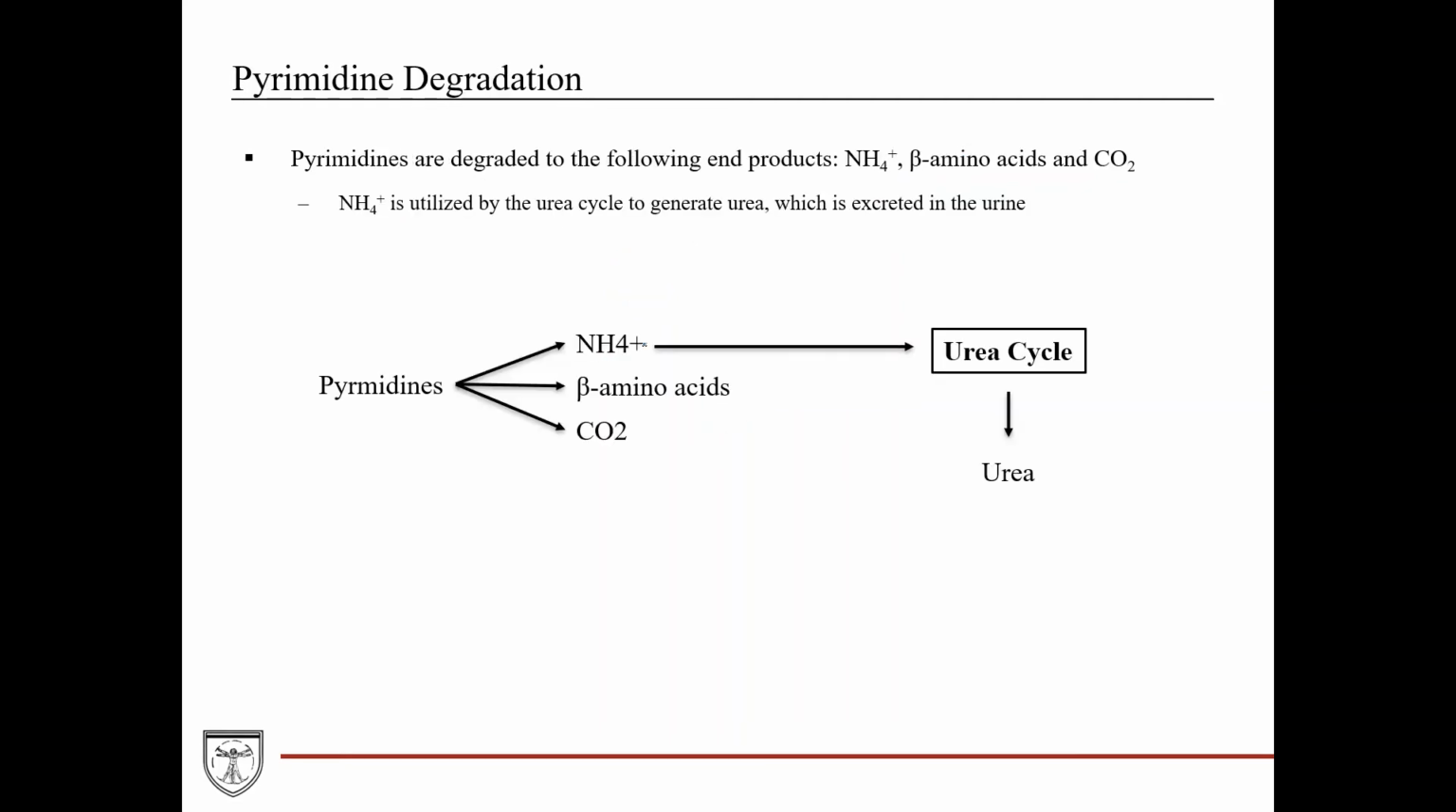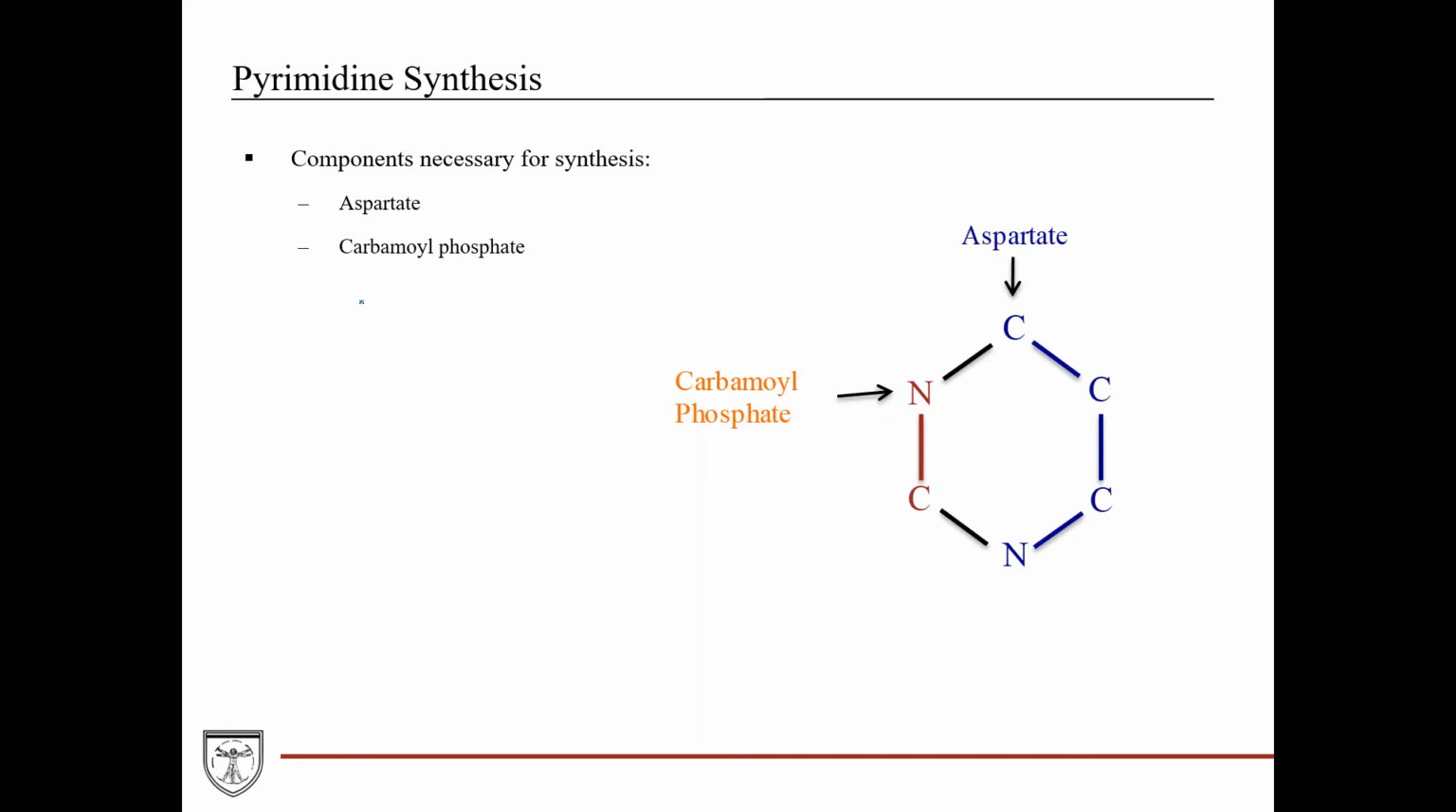So with pyrimidines, the big thing you want to know is it's not degraded to uric acid. It has its own 3 end products, which are ammonium, beta amino acids, and then carbon dioxide. And the big thing to take away here is the ammonium is then used by the urea cycle, which we'll talk much more in detail about in the metabolism unit, to form urea, which is then excreted in the urine. All right, so now we'll talk about pyrimidine synthesis.